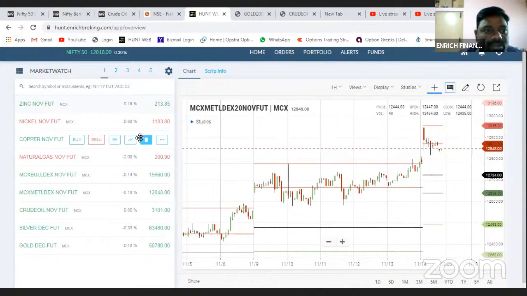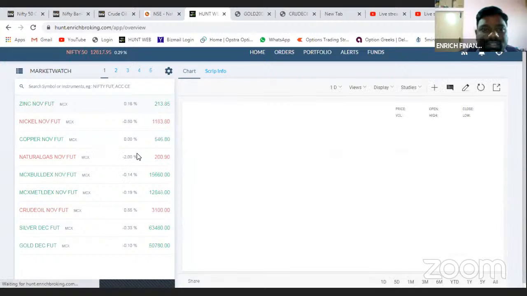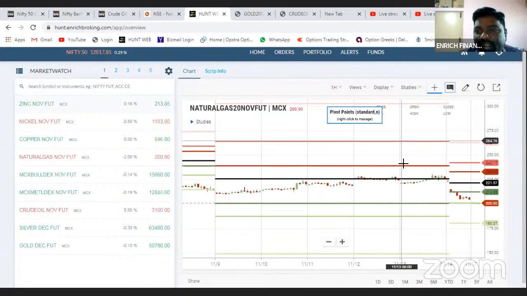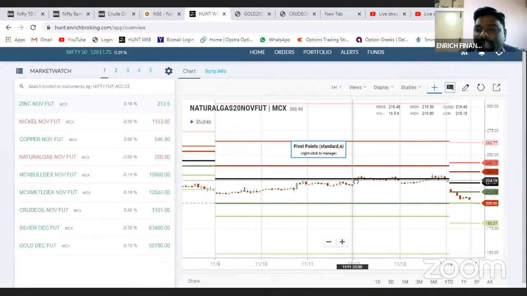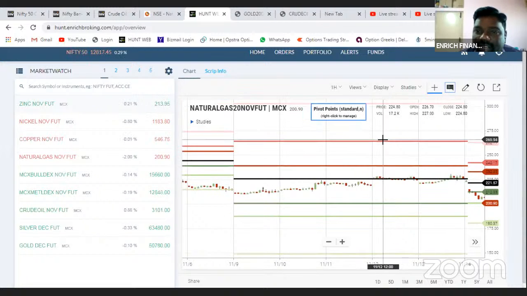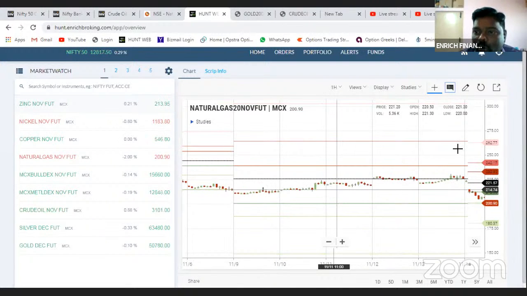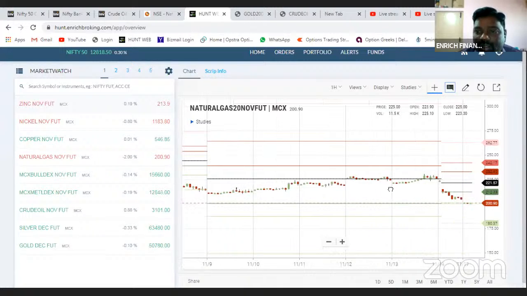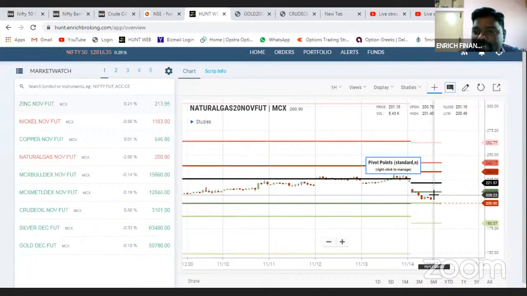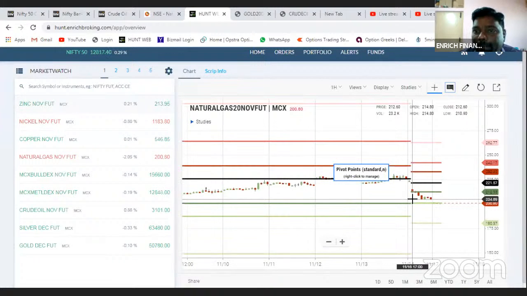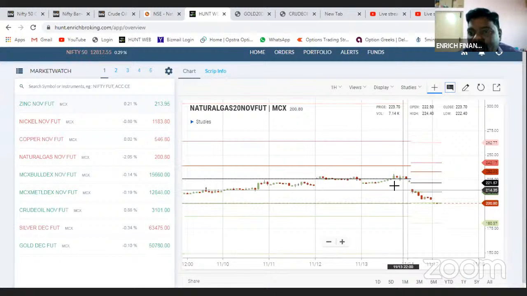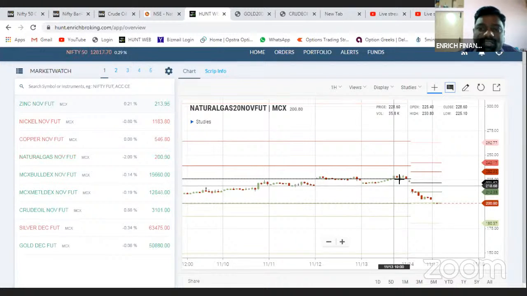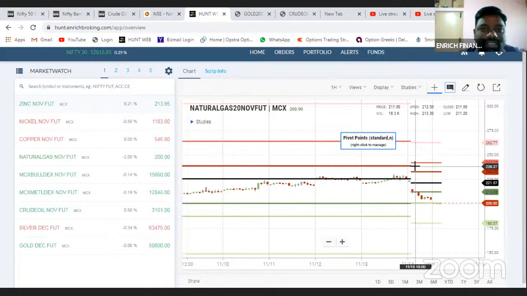So once it moves comfortably above this level around 2005 and 2010, we can expect another 10 to 20% up to the 250 level. We can expect that in another 2 to 3 weeks. So overall this week, if it crosses above this level around 215, we look for slightly positive movement till 230 levels. Okay, so this is for natural gas.